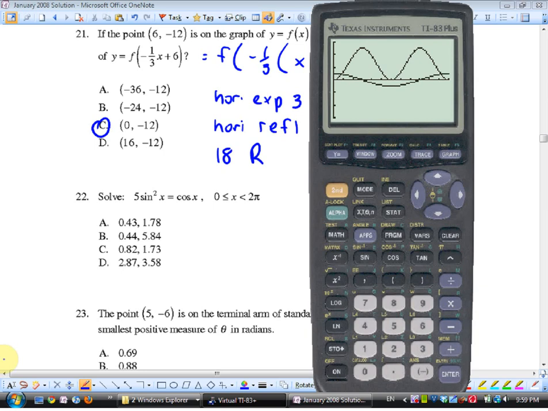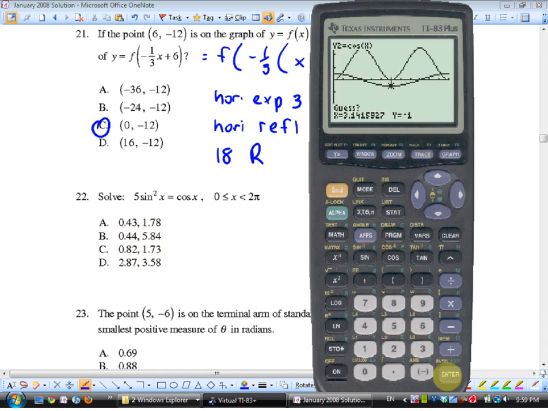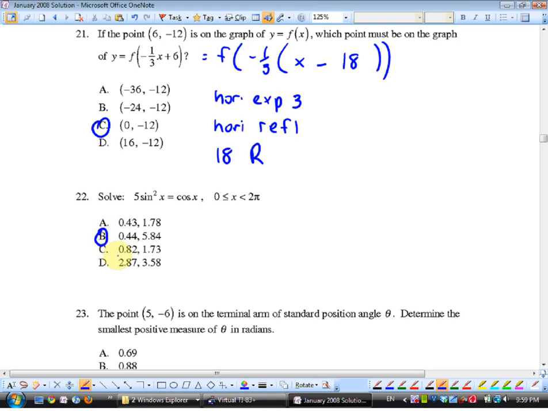Okay, I got two answers, two solutions. I'm going to be clever. These ones all look really close. I'm going to find the right-hand one because those are the ones that look like they have the biggest difference between them. In fact, I'm really leaning towards 5.84 because that's 2 pi. Let's find out. Second function, calculate intersection. First curve, second curve. Guess. Good enough. Since that's the only one that has a 5.84, I'm not going to bother finding the first one.